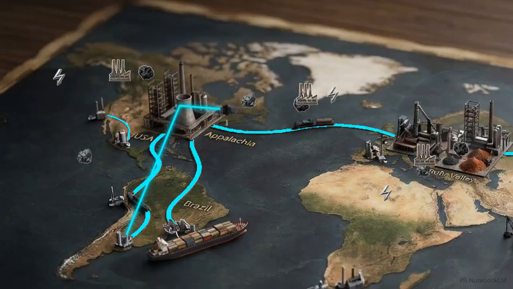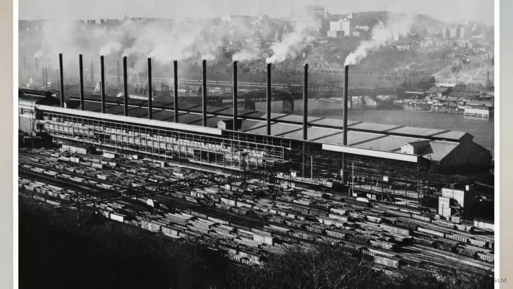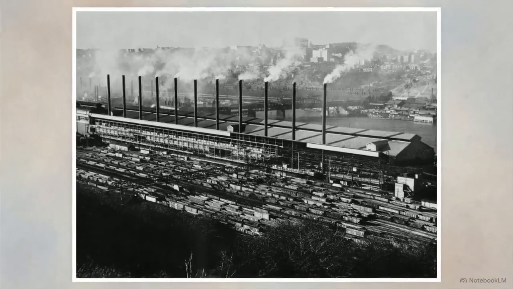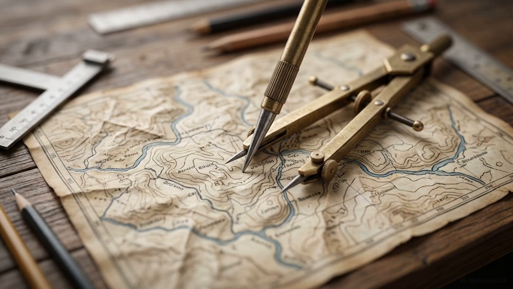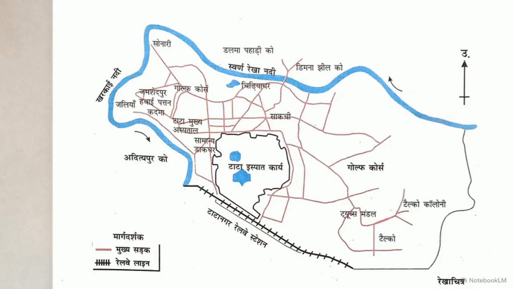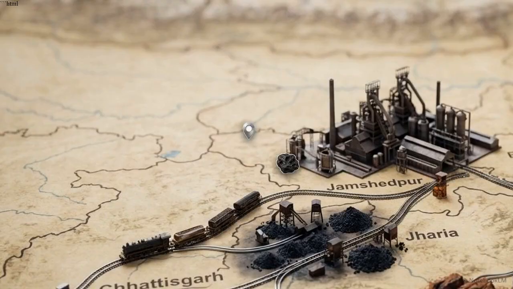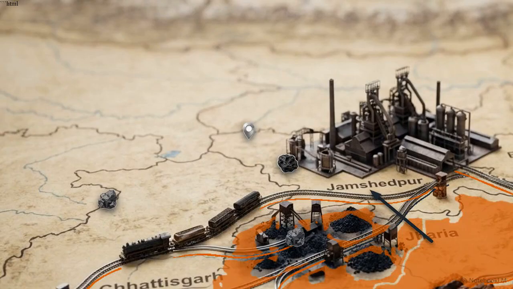In 1907, establishing the Tata Iron and Steel Company in Sakchi, modern Jamshedpur, demonstrated how these locational requirements align in the real world. This map shows the specific advantages of the site. The factory was built at the confluence of the Subarnarekha and Karkai rivers for a permanent water supply, and just 32 kilometers from the railway line for easy transport. Surrounded by essential raw materials, coal from the Jaria fields, iron ore from Odisha and Chhattisgarh.